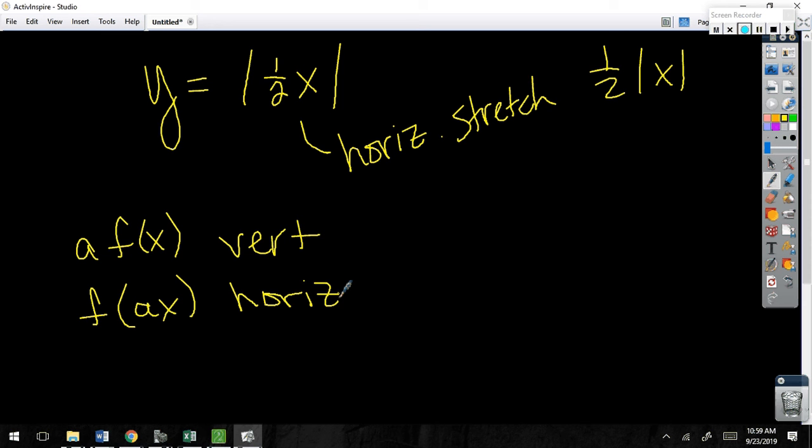Fat is such a derogatory word. That's what I told everyone, I'm just kidding.